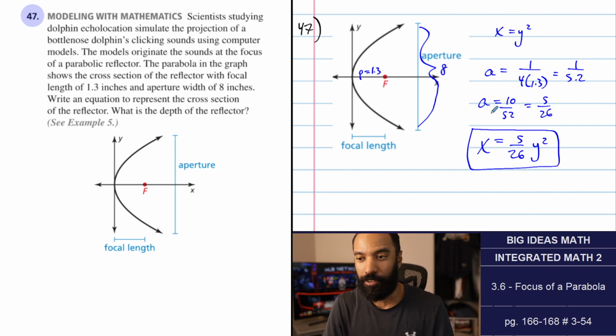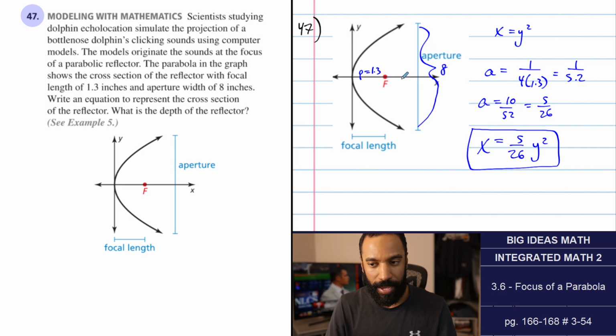Now, I may have to use a calculator for some stuff here. I'm not really sure. But what is the depth of the reflector? The models originate sounds at the focus of the parabolic reflector. Oh, so the depth is just how far. So if the aperture is 8 inches here, we have to basically figure out what this length is right there.